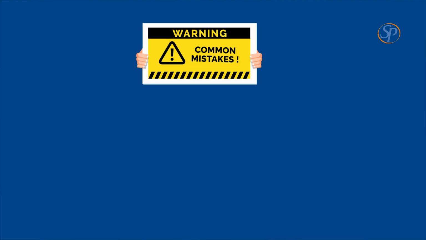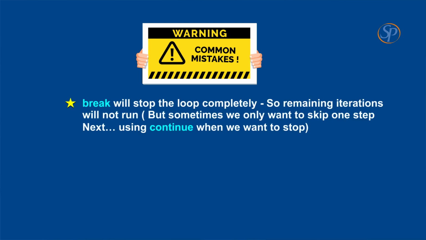Now let's look at some common mistakes. These are very common when we start learning. First, using break when we want to skip. Break will stop the loop completely, so remaining iterations will not run. But sometimes we only want to skip one step.